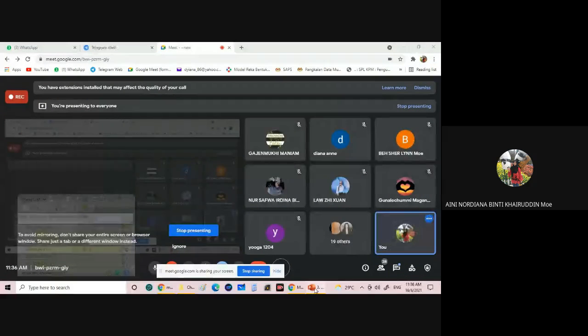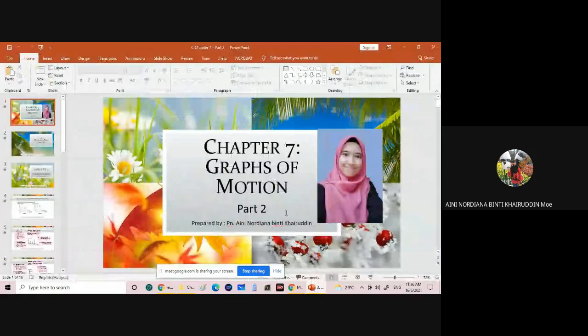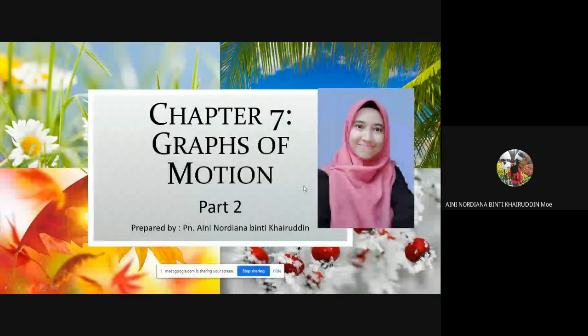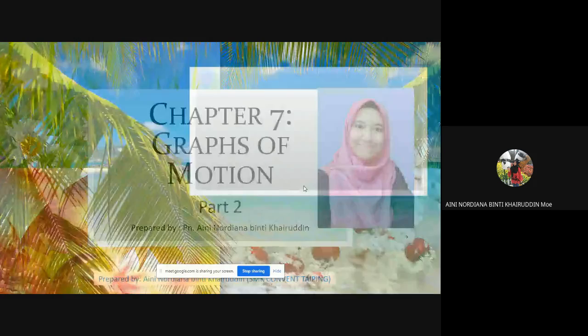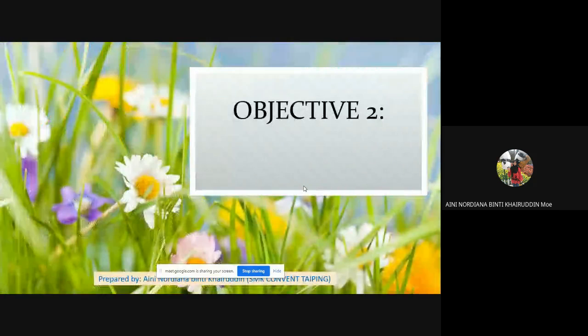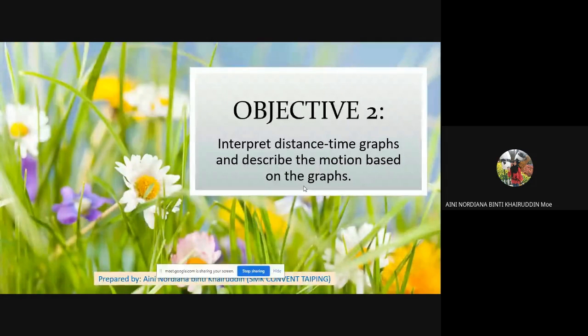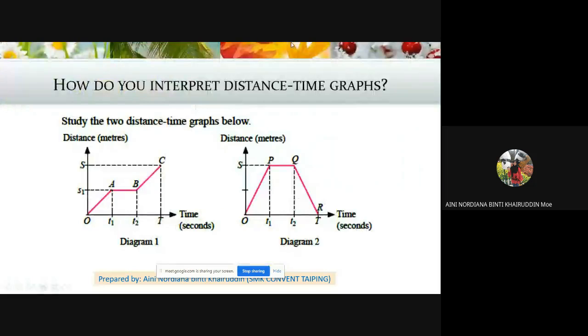Okay, next, we proceed to the new subtopic, graph of motion, part 2. So our learning standard or objective for today's lesson: interpret distance time graph and describe the motion based on the graph. Okay, macam semalam kita lukis. Today kita nak interpret and describe. Okay, how do you interpret distance time graph?